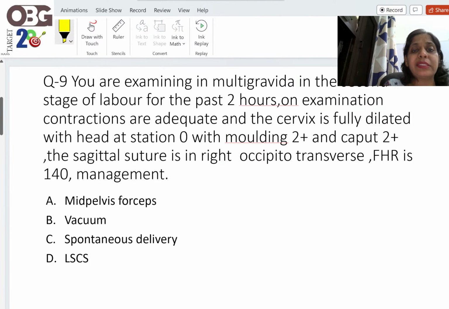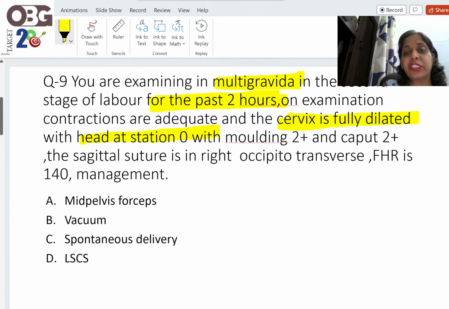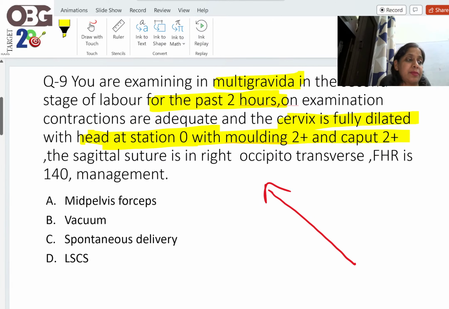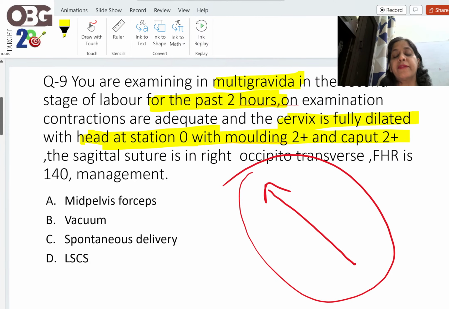Now here you can see that this is a case of multigravida, and this multigravida was in labor from the past 2 hours. The cervix was fully dilated and head was at station 0. Moulding 2+ and caput 2+. Sagittal suture is in right occipito-transverse. We can see that it is like this because our right is mother's left. If this is a cervix, the occiput is shown by the arrow. Fetal heart rate is 140.